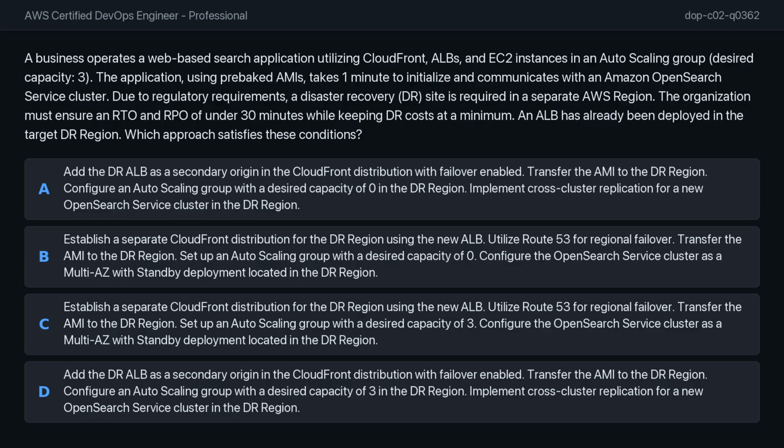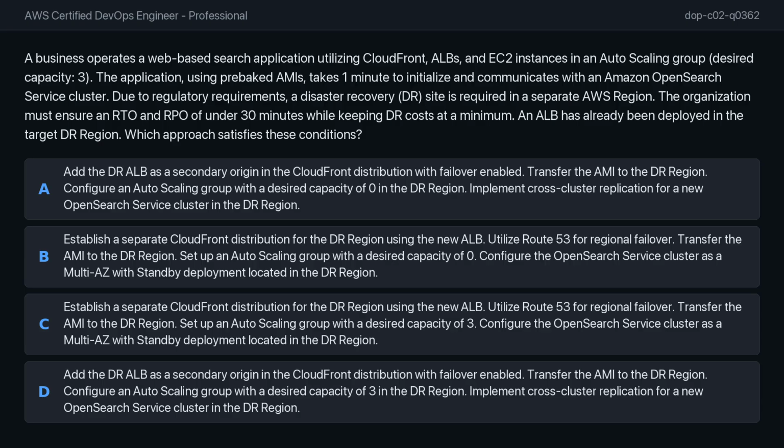Option B, establish a separate CloudFront distribution using the new ALB. Utilize Route 53 for failover, transfer the AMI, set ASG capacity to 0, and use OpenSearch multi-AZ deployment. Option C, establish a separate CloudFront distribution using the new ALB, utilize Route 53 for failover, transfer the AMI, set ASG capacity to 3, and use OpenSearch multi-AZ deployment.